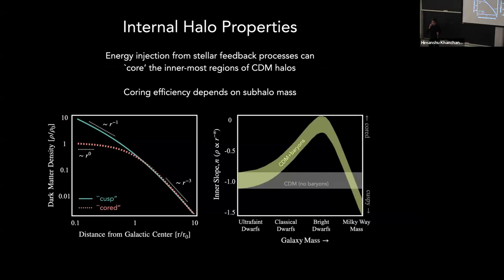I'm a little bit confused. If the only interaction of dark matter is gravitational interaction, how come the supernova pushes it out?